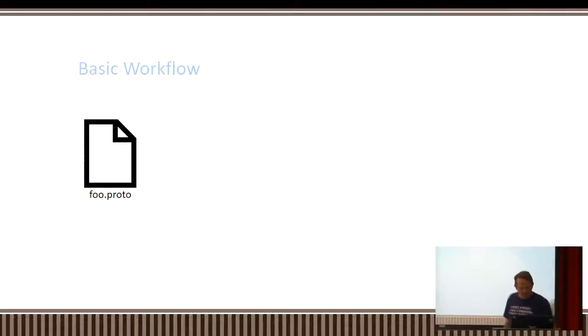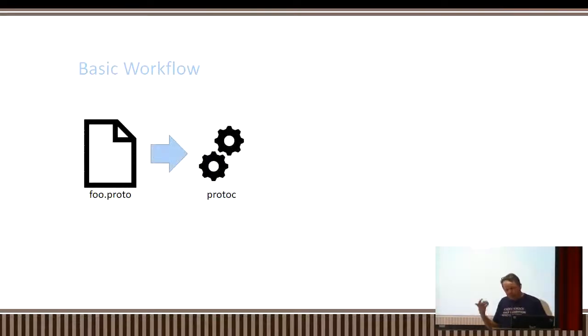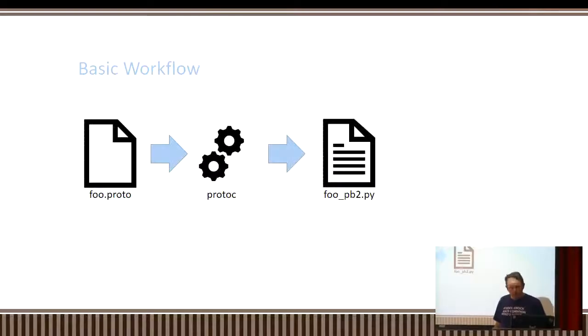So the basic flow goes like this. You start with your proto file. You run it through the proto compiler. In this case, for our purposes, it generates this foo_pb2.py. This naming isn't so flexible. They always append _pb2, even if you're in Proto 3.